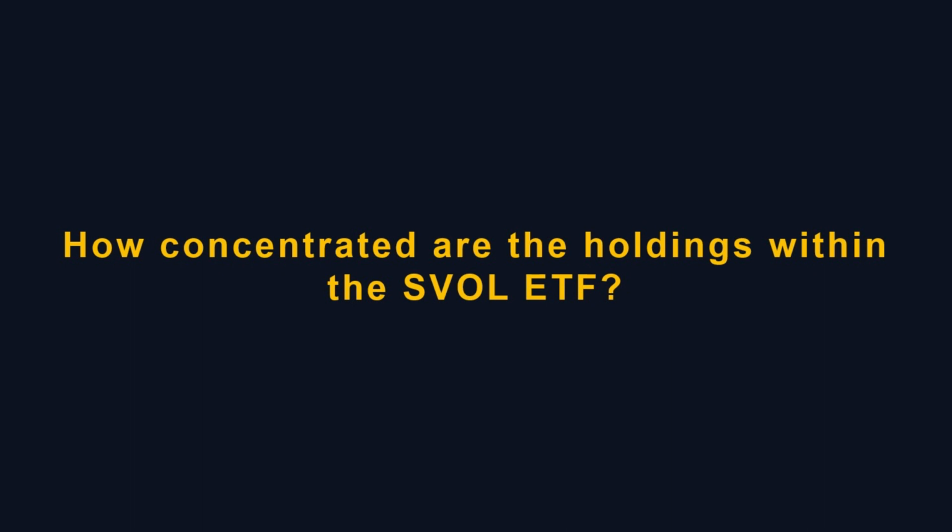Why concentration might be higher for SVOL. Complexity of strategy. The options overlay strategy employed by SVOL is intricate and requires the use of specific options contracts to achieve the targeted volatility exposure. This can limit the number of holdings compared to a more passive investment strategy. Focus on capturing volatility premium. SVOL doesn't aim to replicate a broad market index, but rather to capture the volatility premium through specific options.